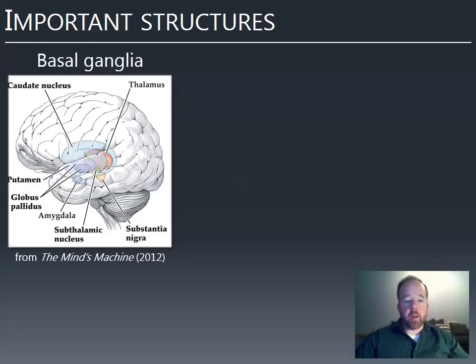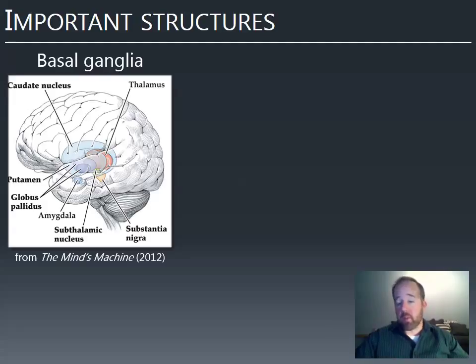So the basal ganglia is a term that describes a collection of structures in the brain. Things like the caudate, the globus pallidus, the putamen. The amygdala is connected to the system, but isn't technically speaking part of it. The substantia nigra is very important for the basal ganglia. Substantia nigra is what produces dopamine.